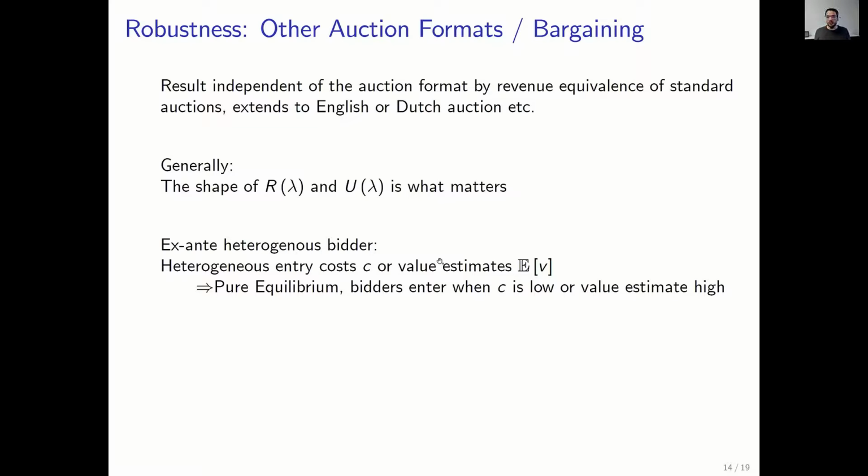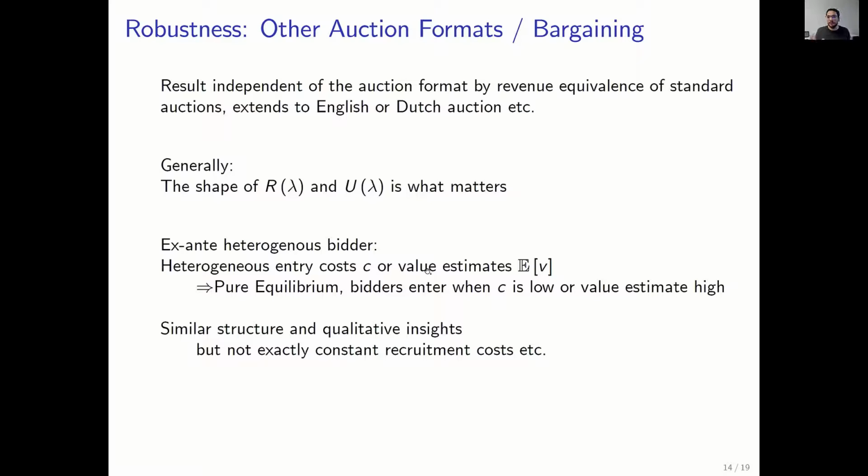Okay. Then we had homogeneous bidders. This made it easy because everything is pinned down by free entry. It gives rise to this little q. We can also think about ex-ante heterogeneous bidders who have heterogeneous entry costs or value estimates and then update their value at some cost. The advantage of that would be we get a pure equilibrium. So bidders enter when their entry cost is low or the value estimate is high. You could also think about a binary estimate maybe, and then only those bidders enter with positive value estimate. The point here is the results will be somewhat similar in structure and we have somewhat similar qualitative results.